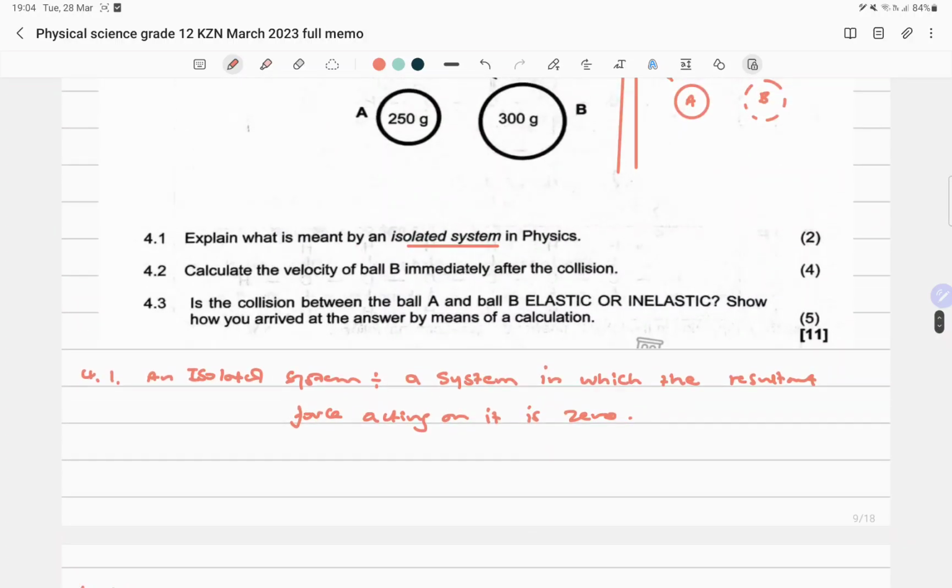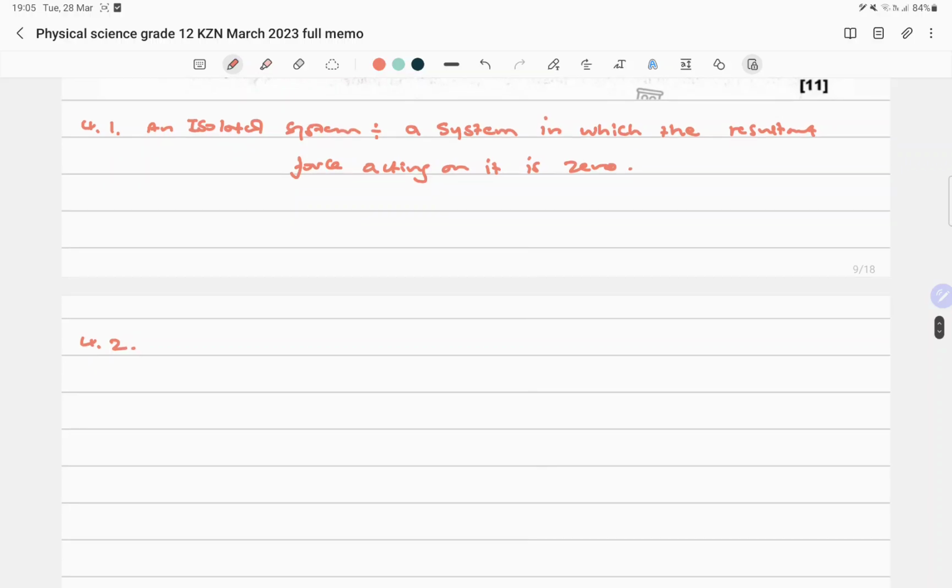Calculate the velocity of ball B immediately after collision. So we're going to use the conservation of momentum. You can say the sum of p before equals the sum of p after collision. This implies that we have m1 v1 plus m2 v2.